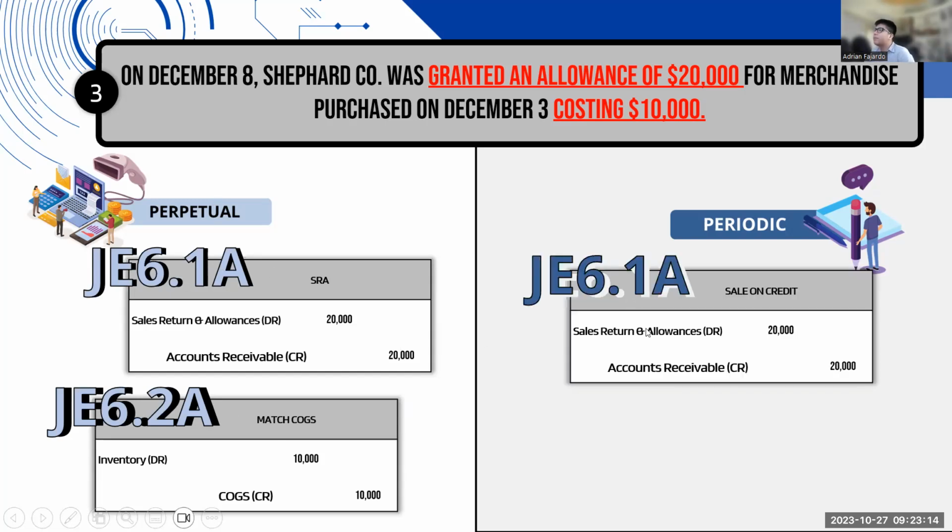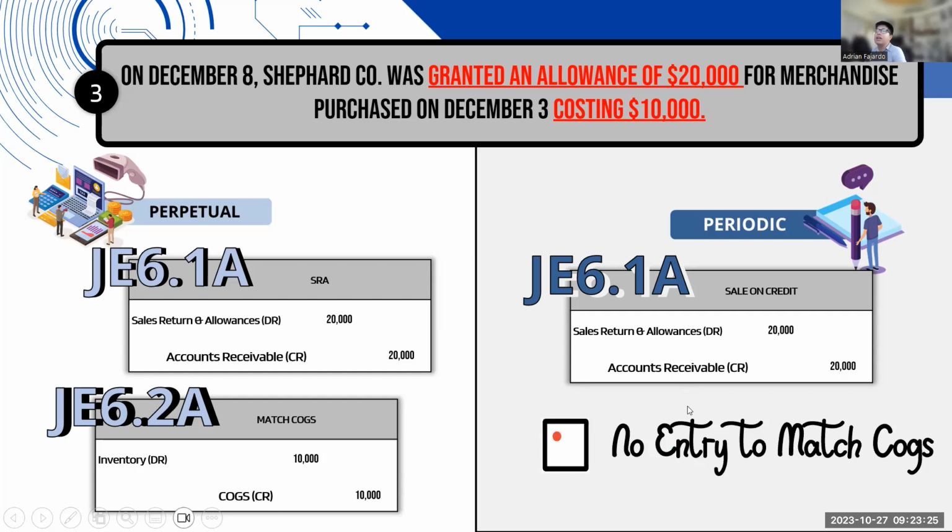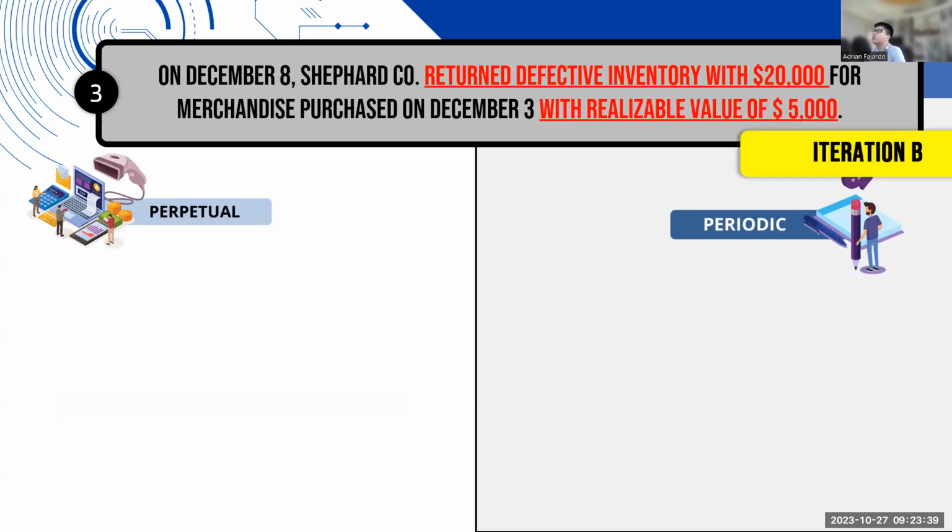Sa periodic, same pa rin. They recognize a portion of the revenue through the SRA account and then bababa rin yung accounts receivable. Pero isa lang yung journal entry niya because there's no entry related to cost of goods sold sa periodic. Again, walang journal entry to recognize cost of goods sold sa periodic whenever there's a sale. So lastly, you will have defective inventory of 20,000.